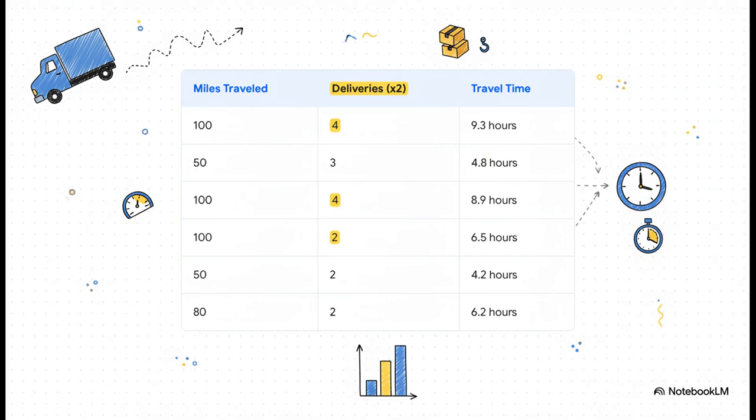And here it is, the number of deliveries. If we go back and look at those two 100-mile trips again, we suddenly see it. The 9.3-hour trip had 4 deliveries, while the 6.5-hour trip only had 2. Every single stop adds time, totally separate from the miles driven. This was the missing clue.